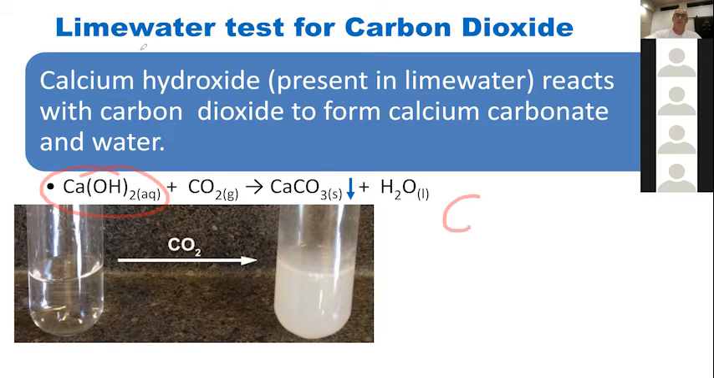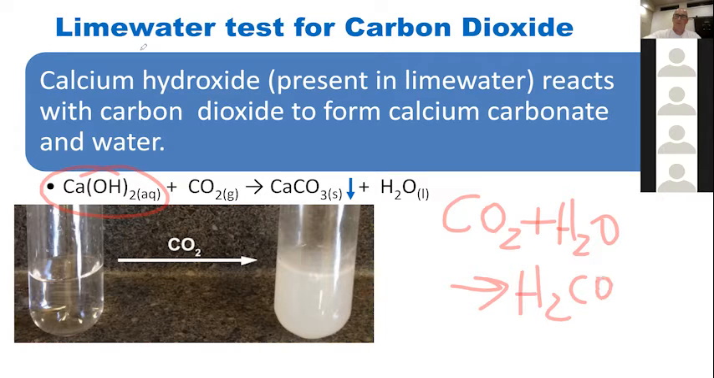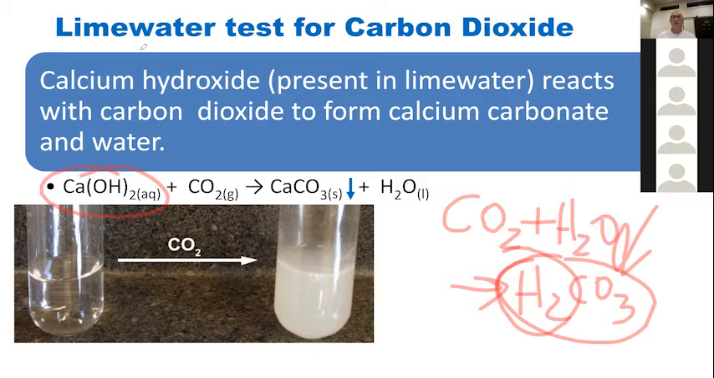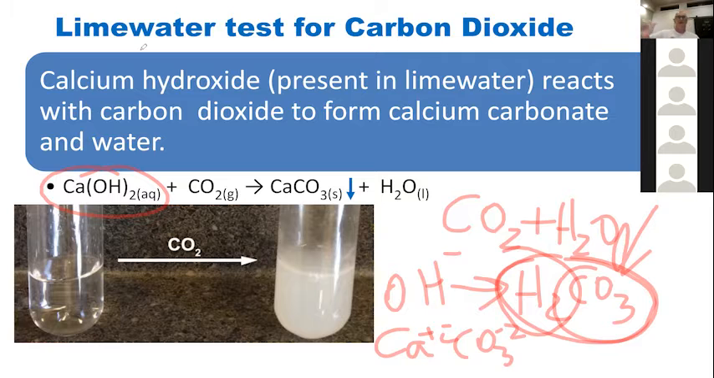CO2 in the presence of water makes H2CO3. This is carbonic acid. So we also have an acid-base reaction happening here, because we have calcium hydroxide and carbonic acid. When they come together, these two hydrogens get stripped off by hydroxide ions, leaving CO3, carbonate. Calcium is not soluble in the presence of carbonate ion. So calcium +2 and carbonate -2 come together and form an insoluble compound. And that is what it looks like.